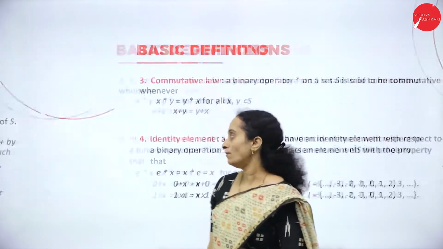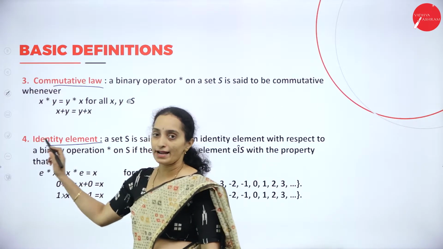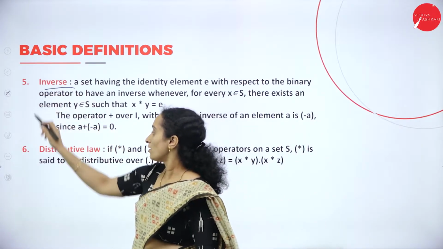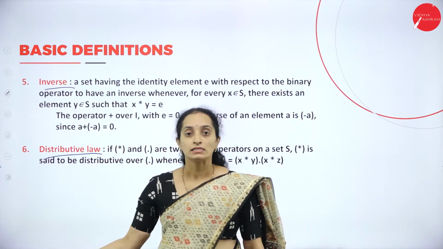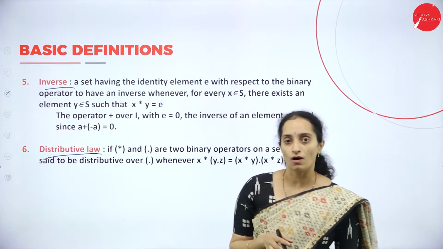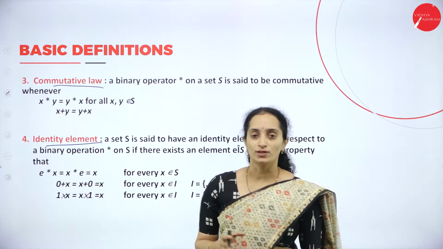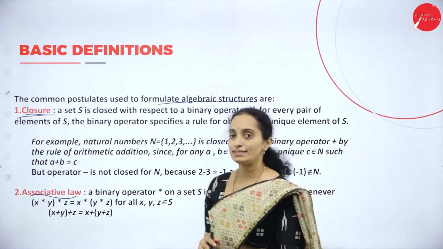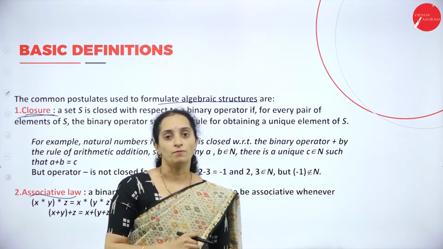associative law, commutative law, identity law, inverse law, and distributive law. There are 6 different postulates or basic laws that are implemented in Boolean algebra. Let us have each of these in detail. The first one is the closure law.